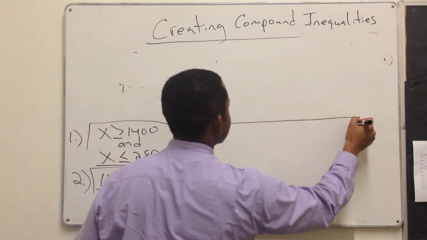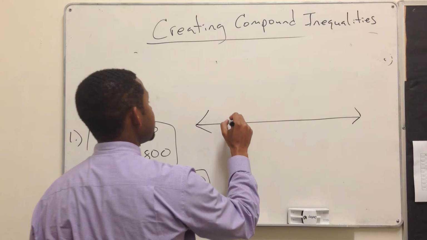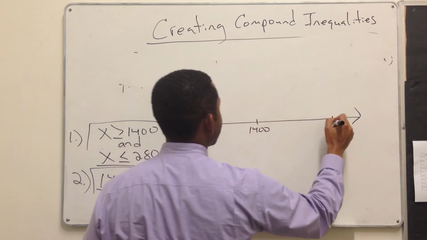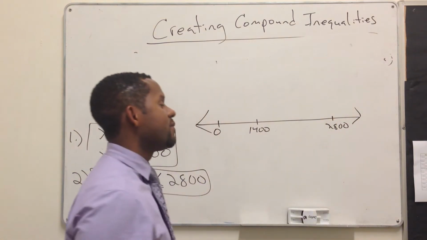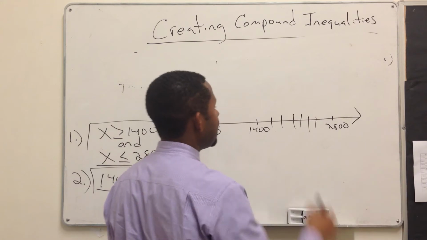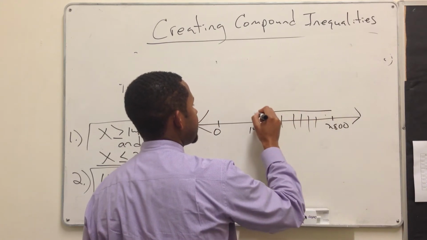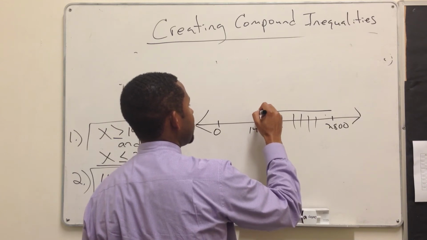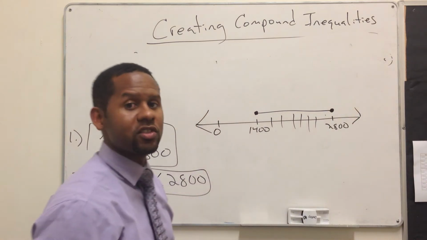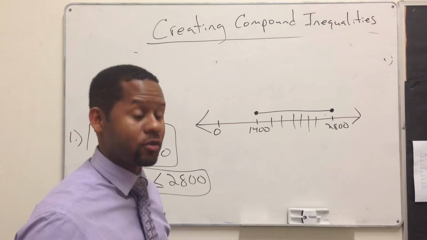Sometimes it's easier to do the graph beforehand. So if they told you, here's 0, here's 1,400 calories, here's 2,800 calories. I could eat 1,500, 1,600, 1,700, and so on, and I could eat anything less than 2,800. So here's my range, and it's just a question of do these count? 1,400 counts, so it's closed. 2,800 counts, so it's closed. That is an and. That's for a range of values.